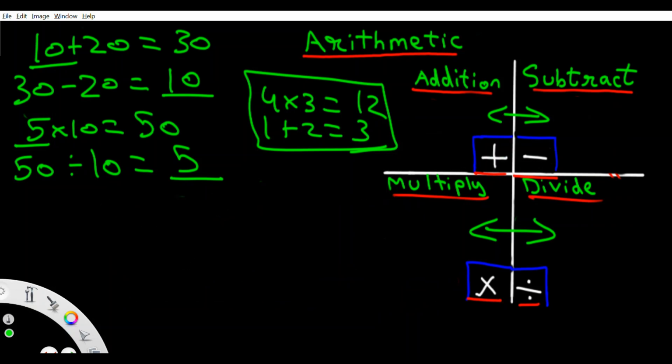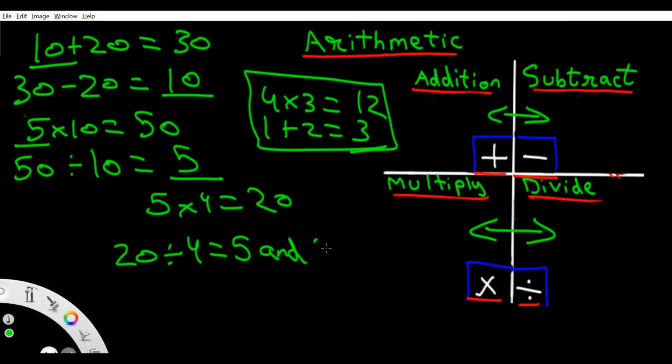Similarly, for division, if you know 5 multiplied by 4 is equal to 20, you also know two division facts, that 20 divided by 4 is equal to 5, and you also know that 20 divided by 5 is equal to 4. So you only need to memorize all the operation facts for addition and multiplication. If you know them, then you can do inverse operations and figure out subtraction and division.